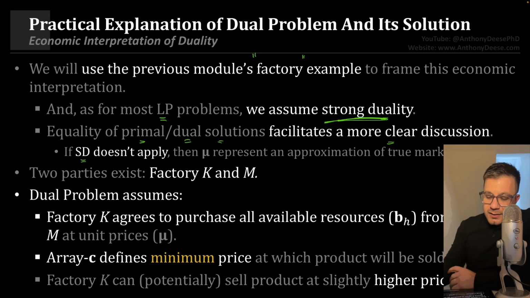If strong duality doesn't apply, then mu represents an approximation or a limit on the true market prices, and that just makes this conversation way more complex than is appropriate for the purposes of this module.